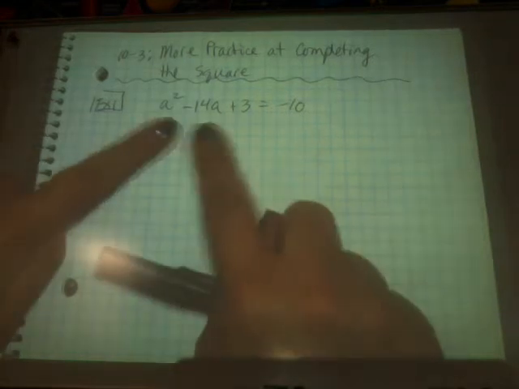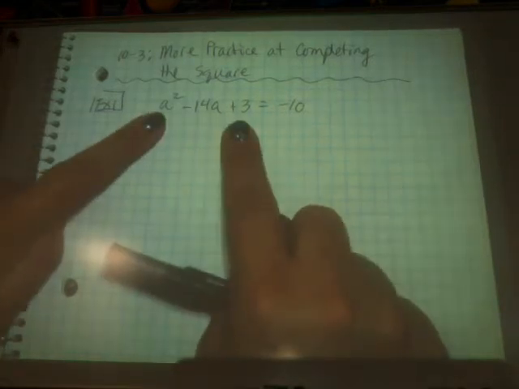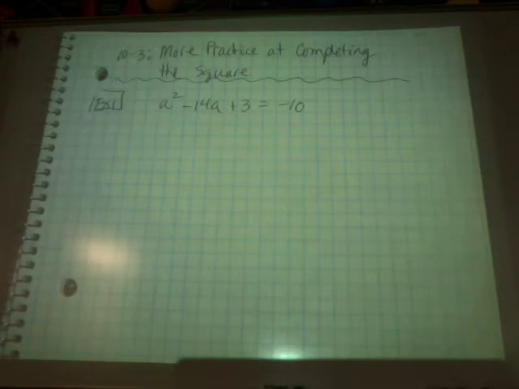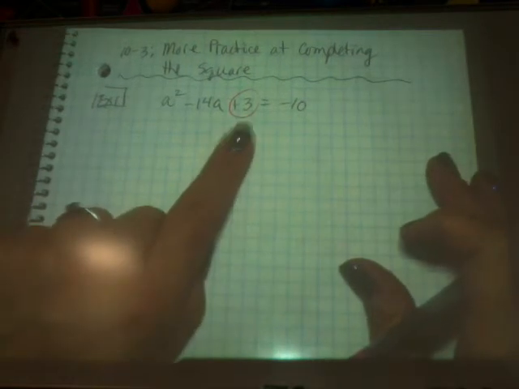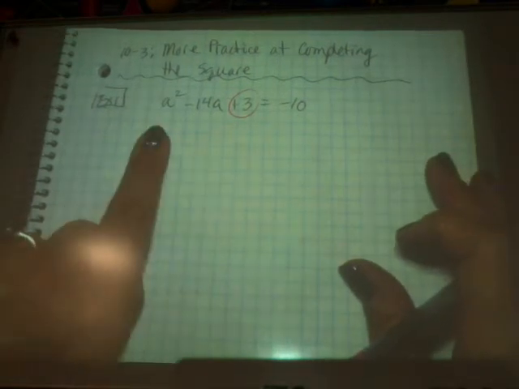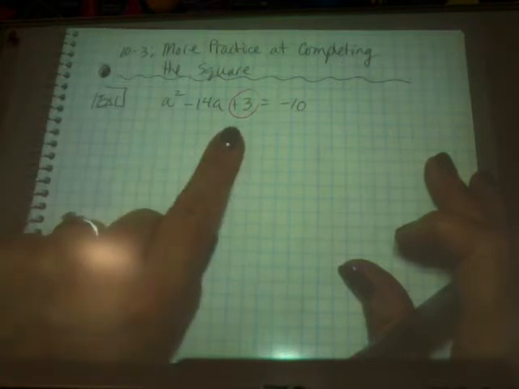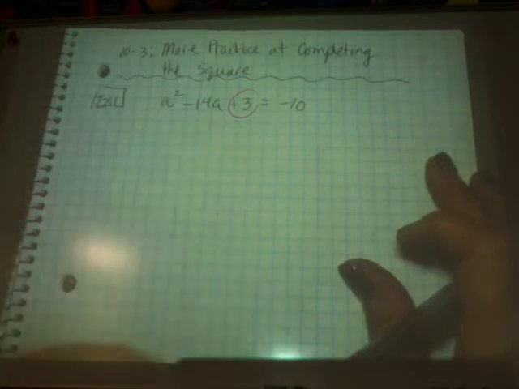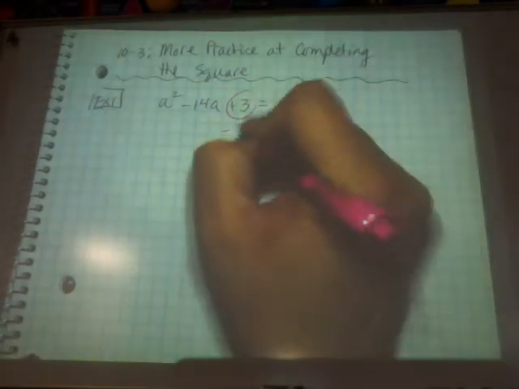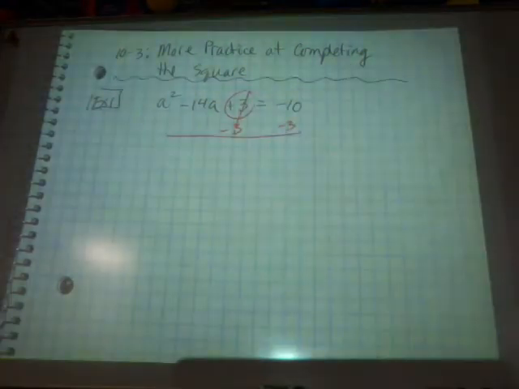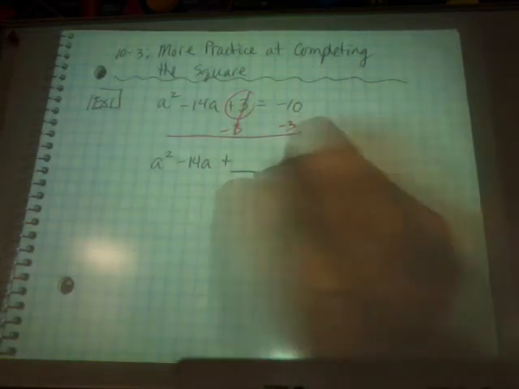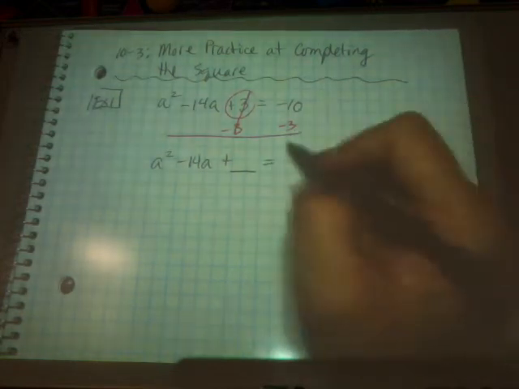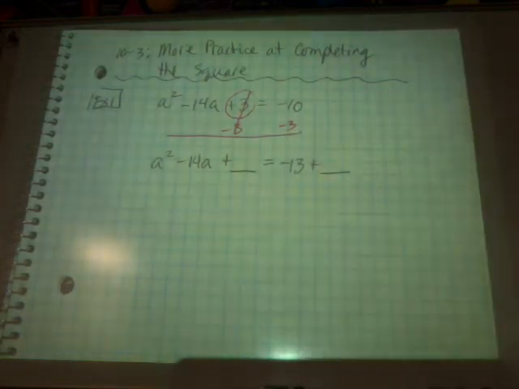This is not a perfect square trinomial here, is it? No. So do you remember what we want to do first? We want to get rid of that plus 3 because we want to make this position right there a nice perfect square, because a squared is a perfect square. And we need to figure out what that c needs to be with that negative 14 to make a perfect square trinomial. So we're going to subtract the 3 from both sides. We end up with a squared minus 14a plus a blank equals, add these together, you get negative 13 plus a blank, right? We have to figure out what goes in that blank.